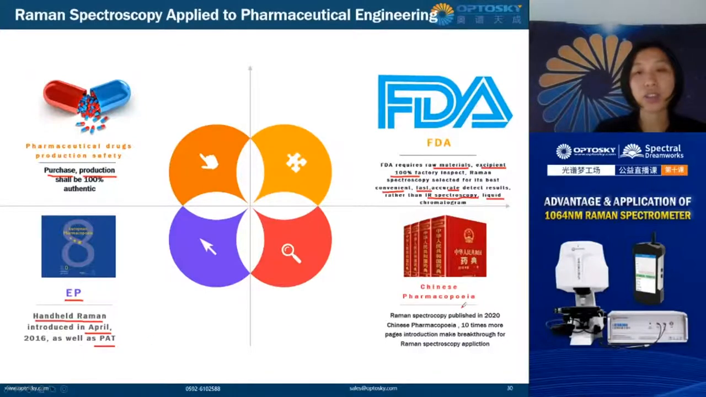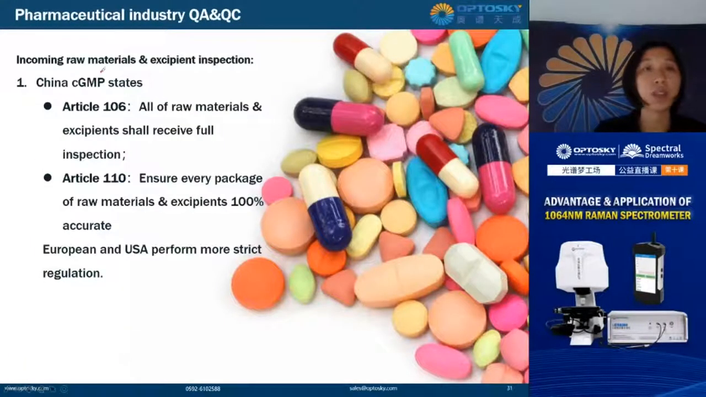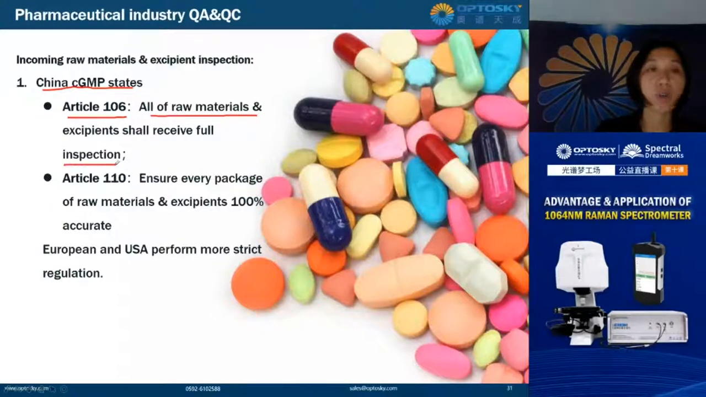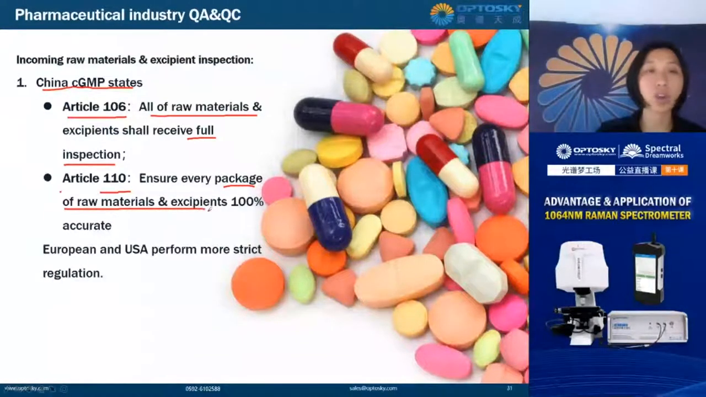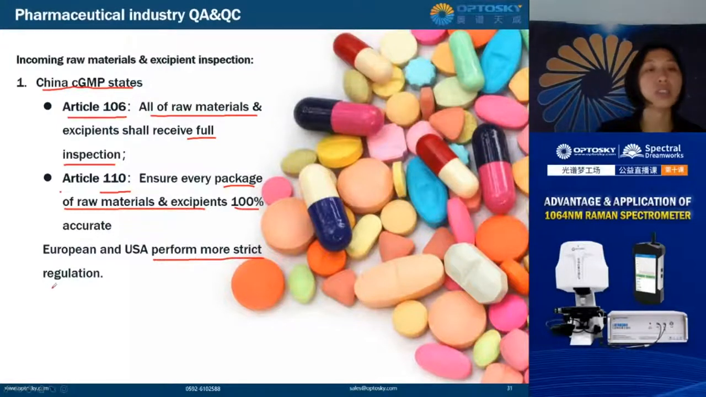And this is the China Pharmacopeia. An introduction was published this year. Compared to before, the China Pharmacopeia has 10 times more pages on Raman spectroscopic applications. In China's GMP, article 106 says all raw materials and excipients should receive 100% inspection, and article 110 says every package of raw material should be 100% authentic. The European and US pharmacopeias also enforce stricter regulation for pharmaceutical drugs and QA/QC inspection.